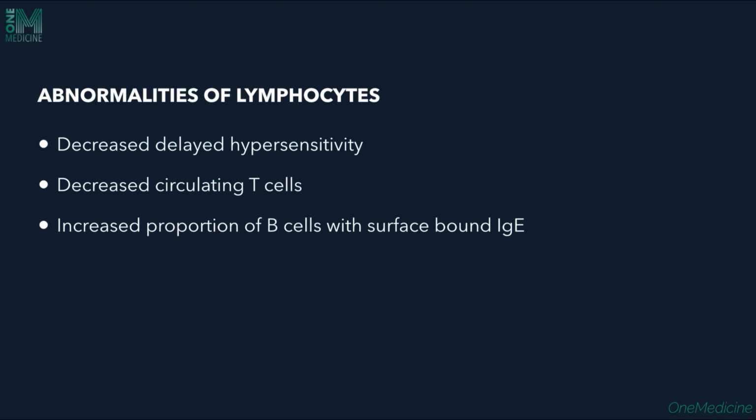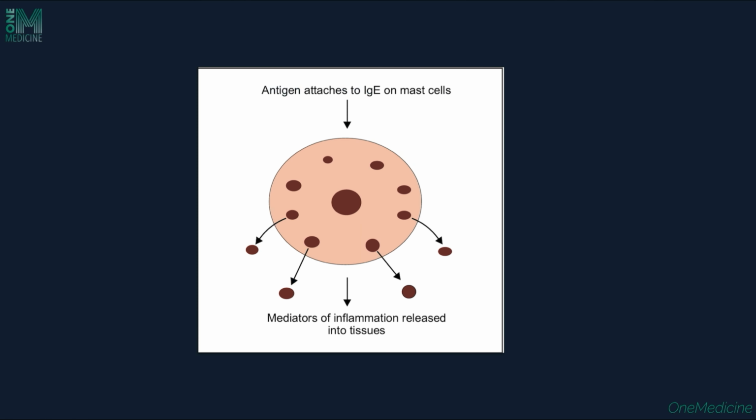The abnormalities of lymphocytes are seen here. There's decreased delayed hypersensitivity reaction, and there's decreased circulating T cells and increased proportion of B cells with surface bound IgE is seen here. So antigen attaches to the IgE and mast cells, and that causes mediators release. The mediators of inflammation will be released into the tissues.